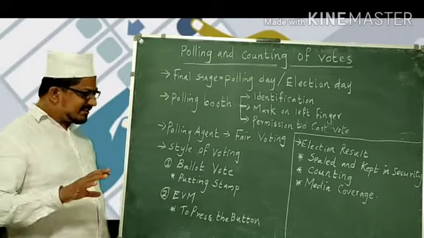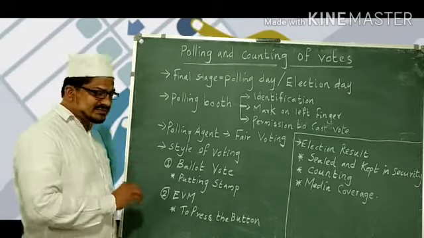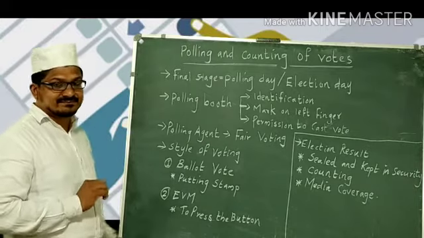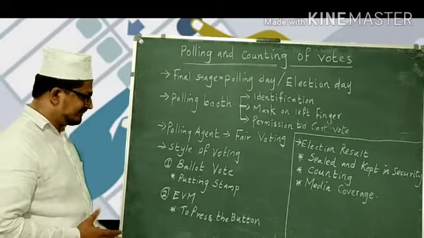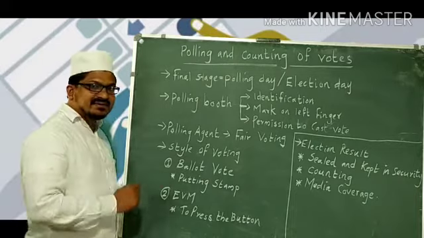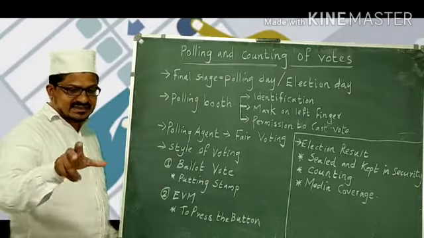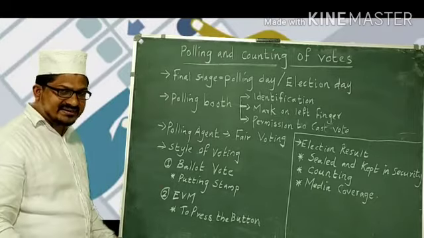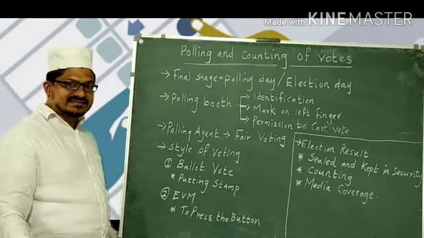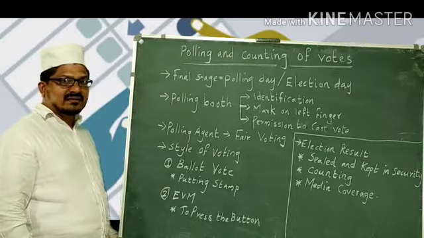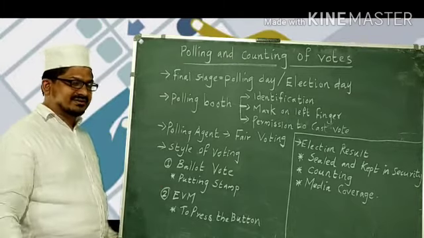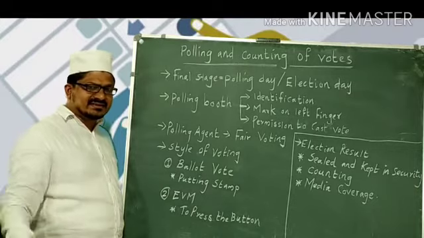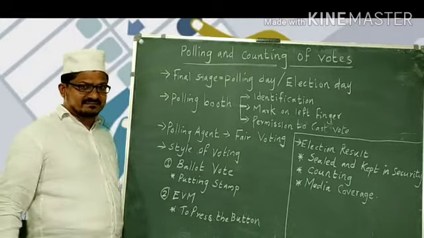And nowadays, the Election Commission is using the EVM, the electronic voting machine system, for the election process. And what happens in this process? In the electronic voting machine, we can see the name of the candidate, the symbol, and also the political party. And against each and every candidate, there will be a button.